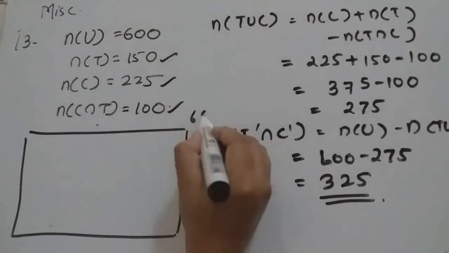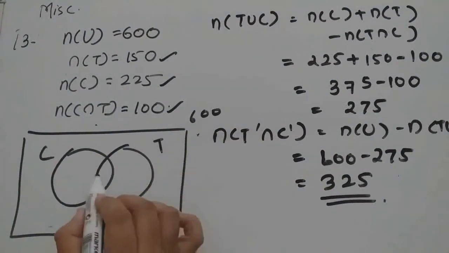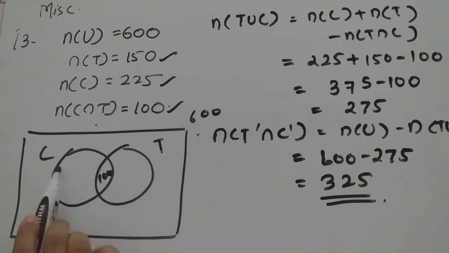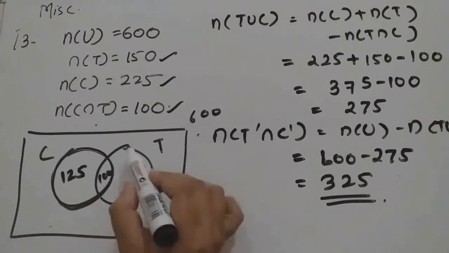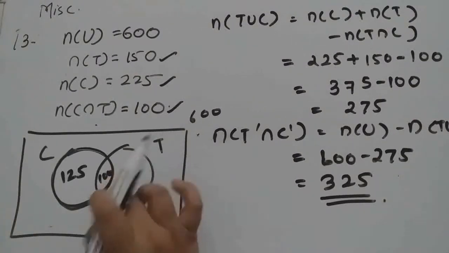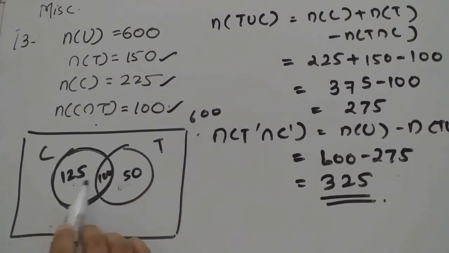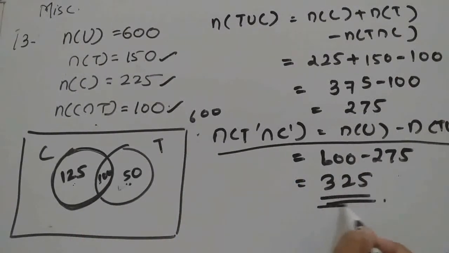This is 600. C and T, suppose this is 100, isn't it? And C is 225, this is 100. So C only will be 125 and T, 150 minus 100, means 50 only. So add these three sets to get C union T and then apply this formula. So you will get 325 as answer.